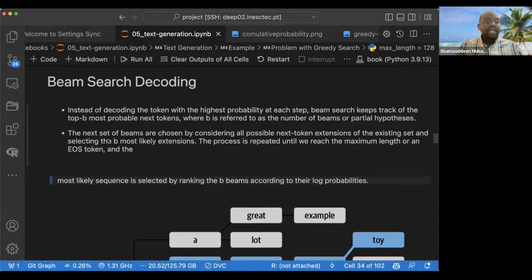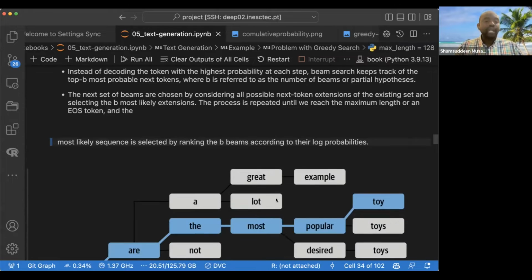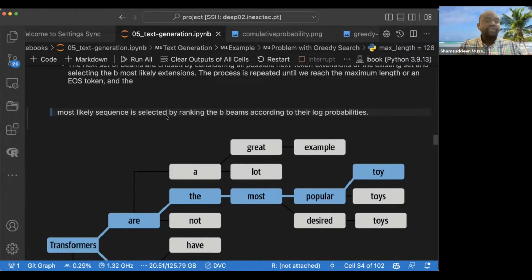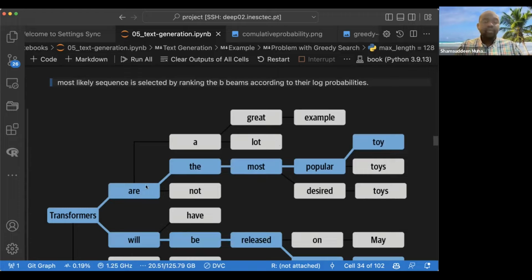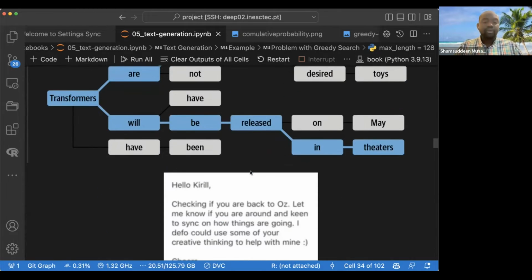So here you can see the next set of beams is chosen by considering all possible next token extensions of the existing set and selecting the B most likely extensions. The process is repeated until we reach the end. So the most likely sequence is selected by ranking the beams according to their log probability. So according to the log probabilities, we select which path is the most likely.